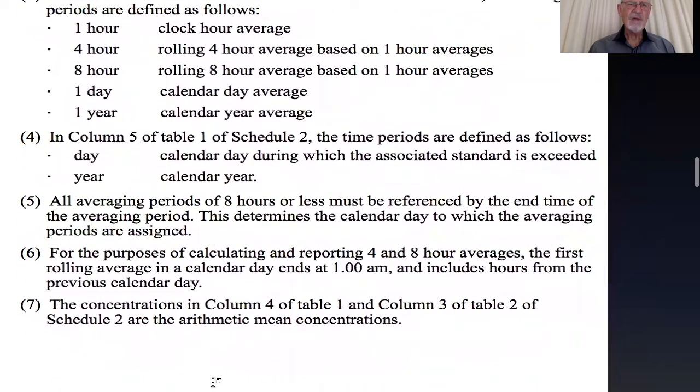And this was the interesting one that I found. For the purposes of calculating and reporting 4 and 8-hour averages, the first rolling average in a calendar day ends at 1 a.m. and includes the hours from the previous calendar day. So if you're serious about doing some hand recording, you're going to be up fairly late at night, but that's not how it works because these instruments are automated and they would actually give a reading at 10-minute intervals usually.